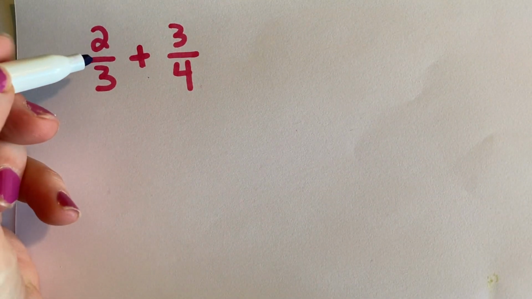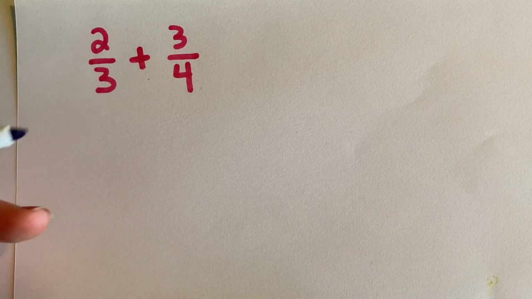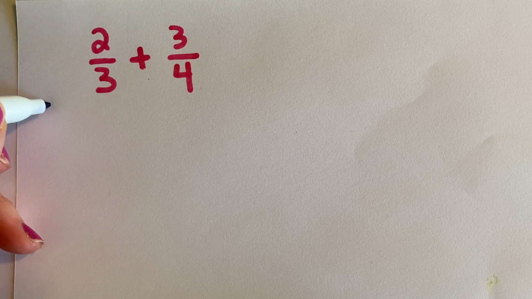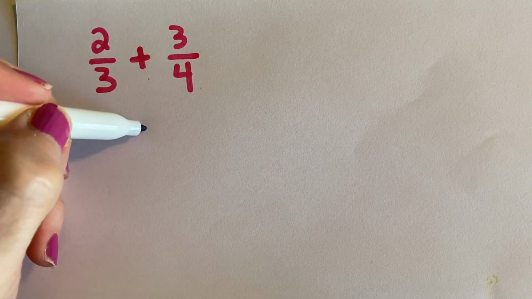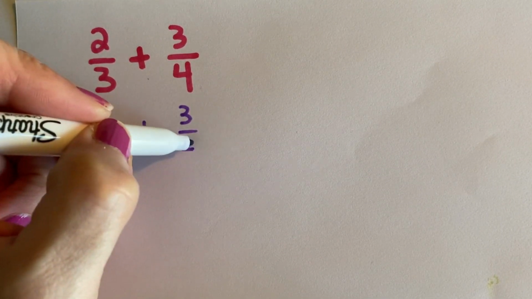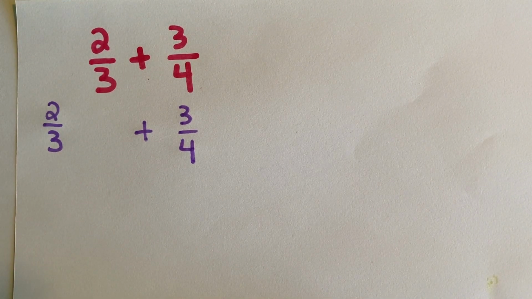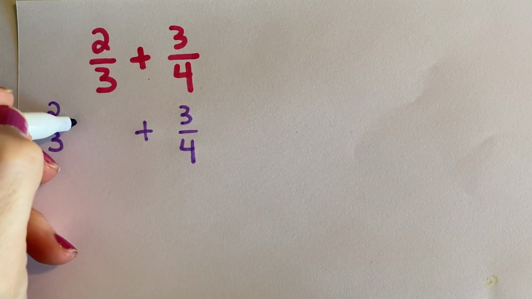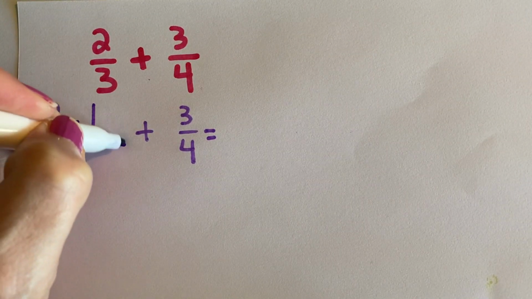What I'm going to have you do is take your 2/3 and don't bring it directly underneath. I want you to bring it a little bit off to the left, like that. Bring your plus sign right underneath, and you can bring the 3/4 right underneath. So the only number that kind of gets skewed is the first number, 2/3. Then I want you to put an equal sign behind both fractions, followed by a box.